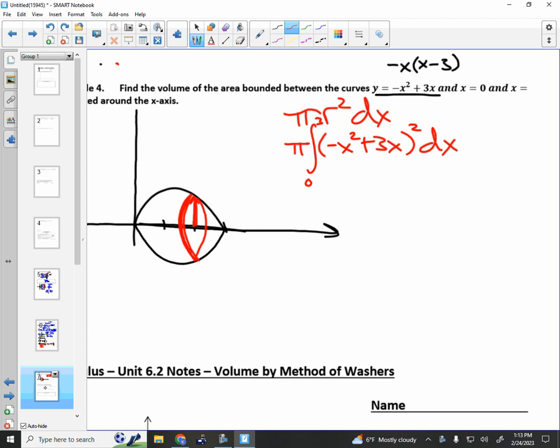Right, there really is no way. You just have to hopefully see it and set it up properly. Okay, take out your homework.